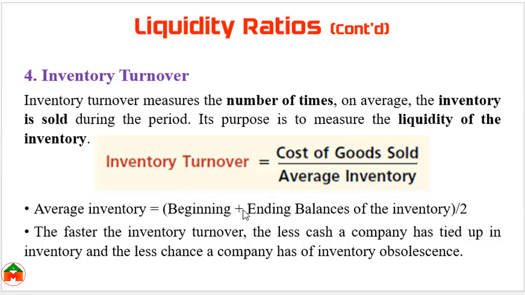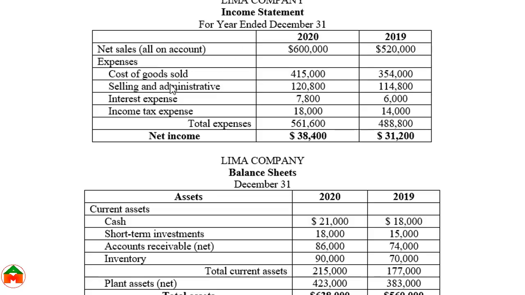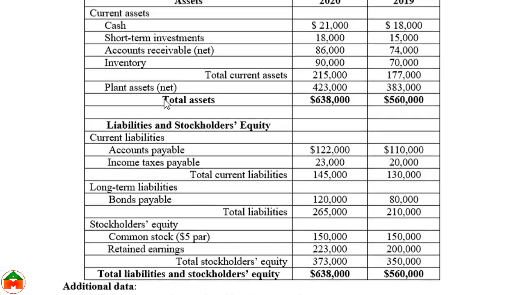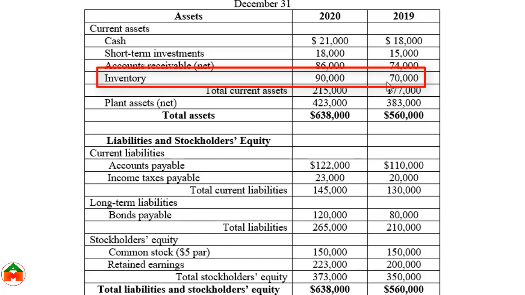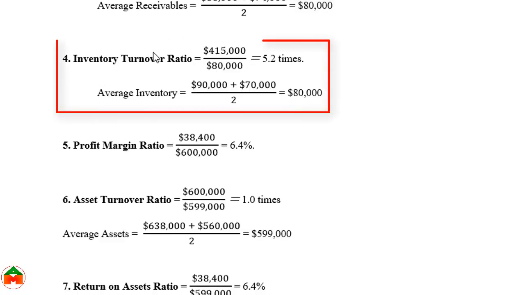Let's see the problem and solution. From the question, we can see the amount of cost of goods sold is 4,15,000 and the amount of inventory is 90,000 and 70,000. We will take these two amounts because we need to calculate the average inventory. So what is the calculation? Let's see. So this is the calculation. Here the inventory turnover ratio: 4,15,000 is the amount of cost of goods sold, and the 80,000 is the average inventory. To get this average inventory, we have added the opening 90,000 and the closing 70,000 inventory and divided by 2. So the average inventory is 80,000.